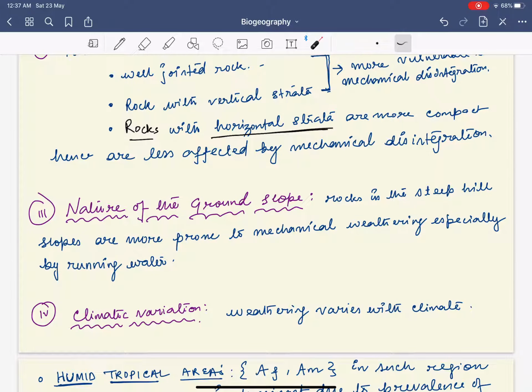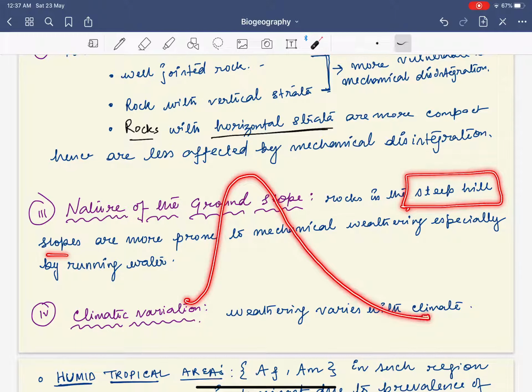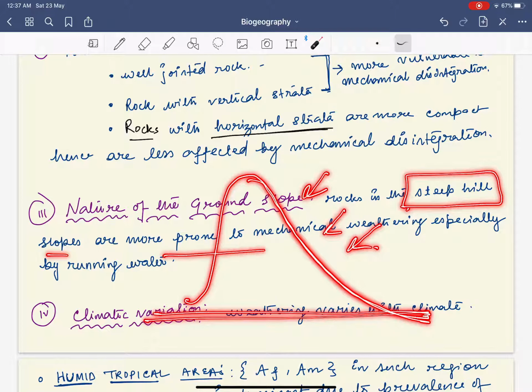Next, nature of the ground slope. The rocks in steep hill slopes are more prone to mechanical weathering, especially by running water. This is very easy. I hope all of us have a general understanding of what a slope is. Now, this is a slope. It says rock in the steep hill slope. What is a steep hill slope? That which is very, very steep, meaning it has a very steep gradient. It is more prone to mechanical weathering, especially by running water.